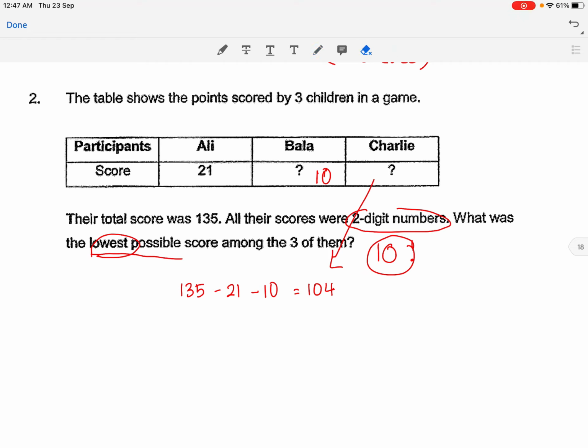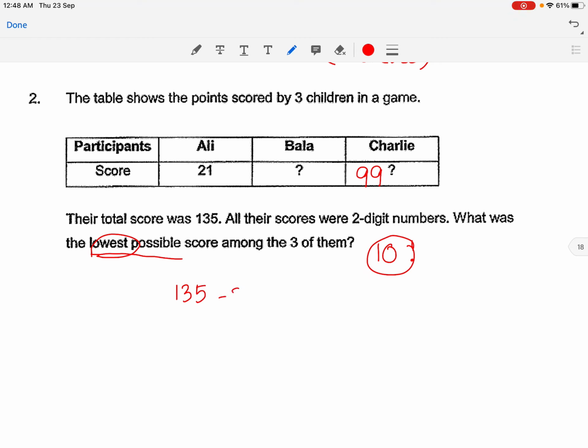So what you can do is to ensure that one of them gets the greatest possible two-digit number. So the greatest possible two-digit number will be 99. Then you can find the lowest possible score. So I'm going to use 135 to take away 21 to take away 99.